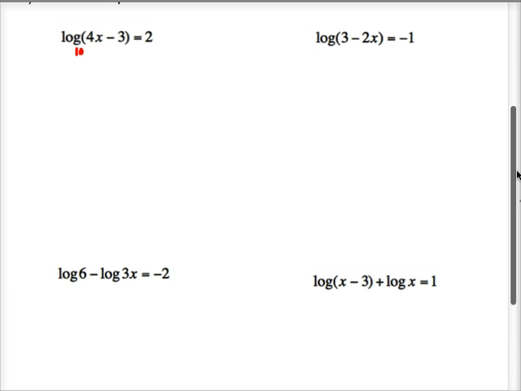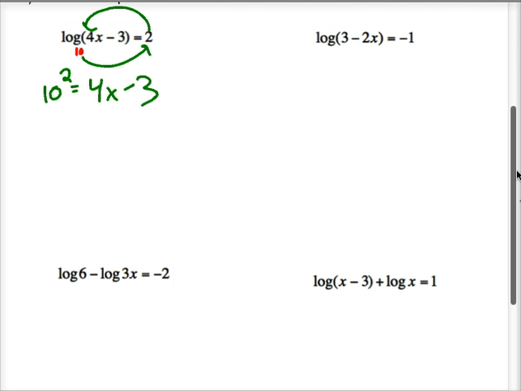Now, recall way back when this chapter started, I introduced you to that little cheesy concept that my teacher taught me as Mr. Loopy. That's what we're going to do to rewrite this in an exponential form. I'm going to take 10 to the second equals 4x minus 3.